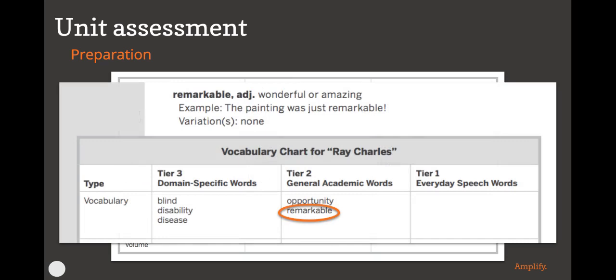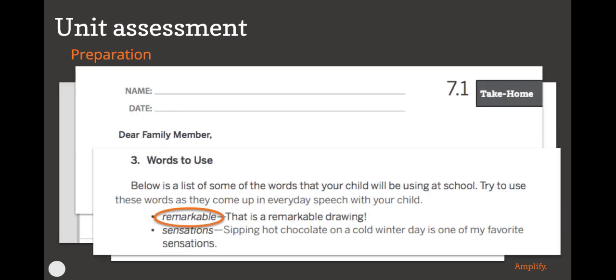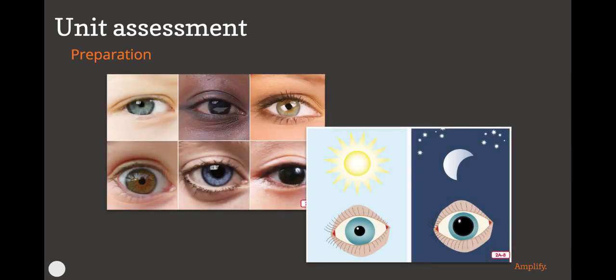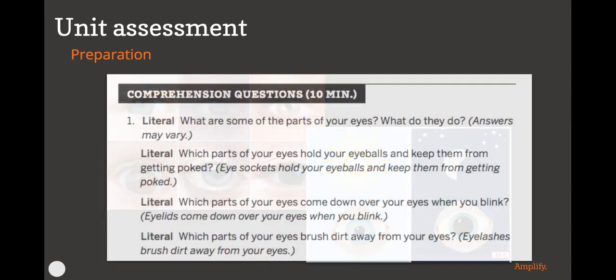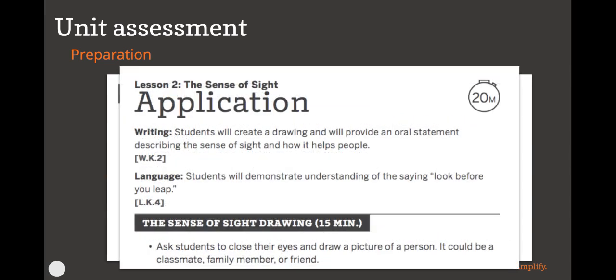Vocabulary is also noted on take-home letters, where caretakers are asked to use the words with students at home. Assessments Part 2 and 3 will require students to use their knowledge of the content they learned throughout the unit. Images from the read-alouds, comprehension questions, and the application lesson components throughout the unit prepare students to apply what they're learning before they get to that assessment.